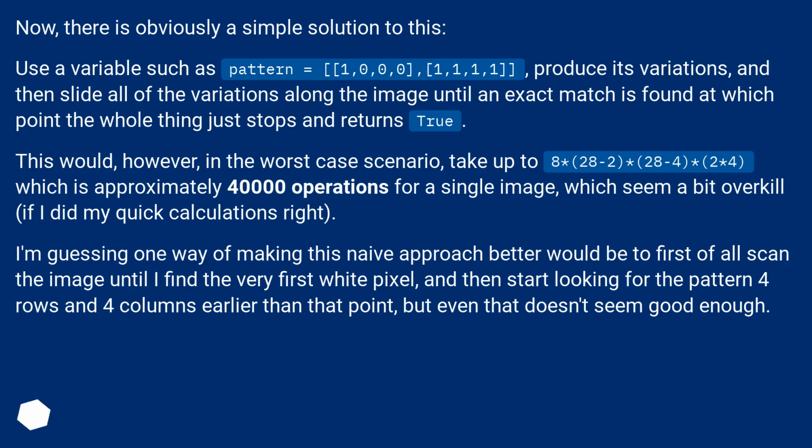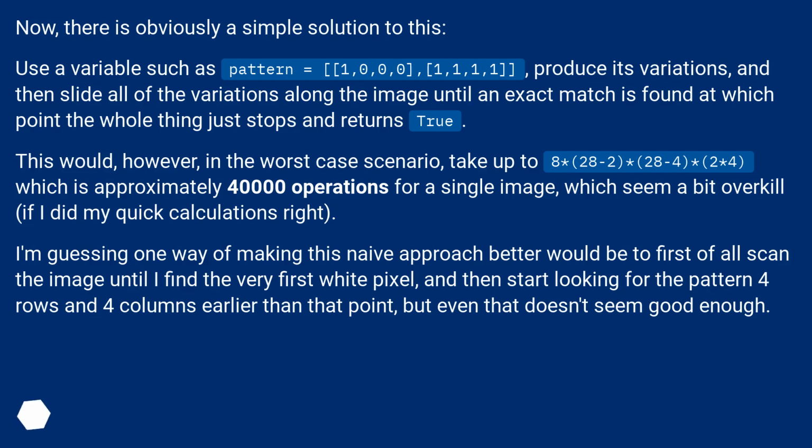Now, there is obviously a simple solution to this. Use a variable such as pattern equals 1, 0, 0, 0, 1, 1, 1, 1, produce its variations, and then slide all of the variations along the image until an exact match is found, at which point the whole thing just stops and returns true. This would, however, in the worst case scenario, take up to 8 times 28 times 28 times 4 times 4, which is approximately 40,000 operations for a single image, which seems a bit overkill, if I did my quick calculations right.